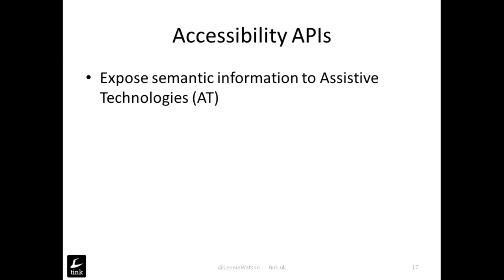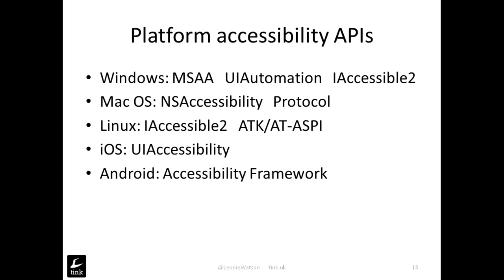So how do all these assistive technologies get at this information? Well, the answer is through accessibility APIs. And they're available on every platform. There's MSAA, UI Automation, and iAccessible 2 on Windows. iAccessible 2 is also used on Linux, along with the ATK API. There's NS Accessibility Protocol on OS X, and more on iOS and Android. So every platform has an accessibility API that makes all of that information I was just telling you about, the role, the state, the name, available to assistive technologies when they query it.